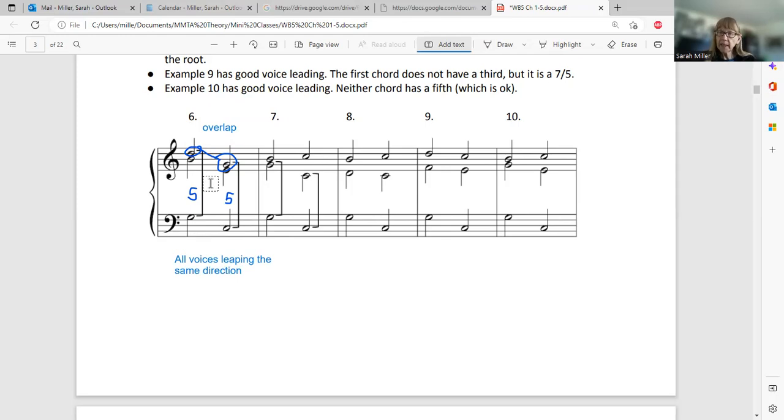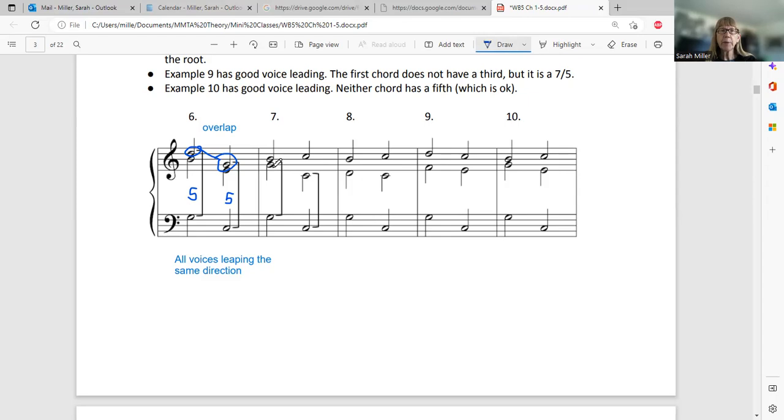So these rules come from a practice of trying to make things easier to do. So you need some contrary motion to make things easy, or at least oblique. An oblique motion is when one voice stays on the same note while the other ones move.